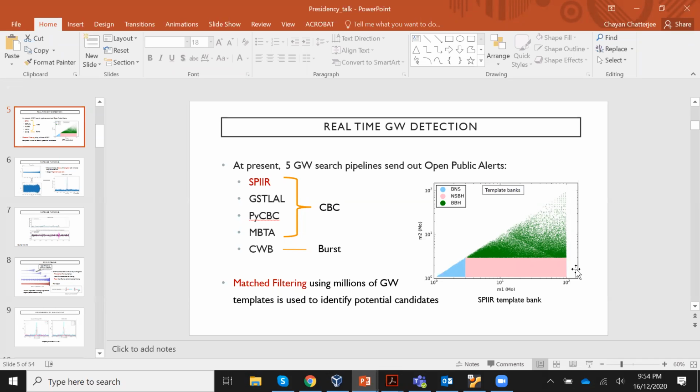As far as I know, I think it's pretty easily scalable. It's just a matter of having the correct templates, I think. Okay, thank you. Yeah.